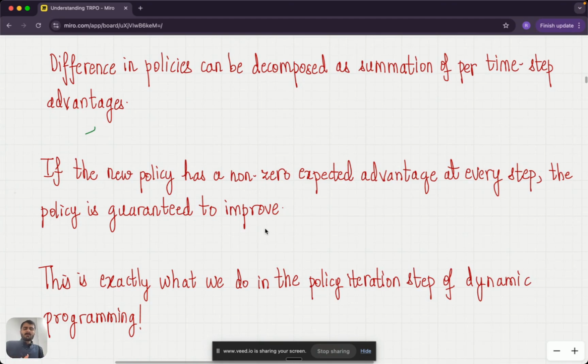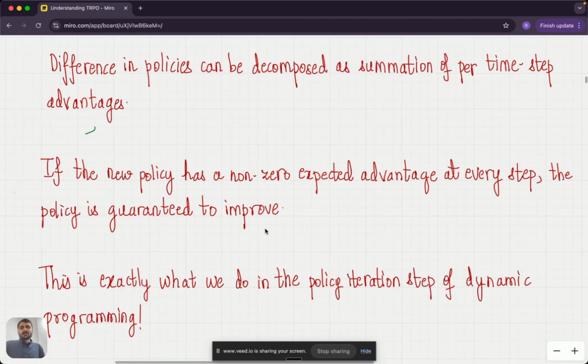And this is exactly what we do in the policy iteration step of dynamic programming. This was the fourth lecture of our course, and we had done the same thing. Now we are just writing that same thing in the form of an equation. So in dynamic programming, remember we had a policy iteration step where we had to look at the current policy and we had to understand, okay, I have calculated the value function for my current policy.